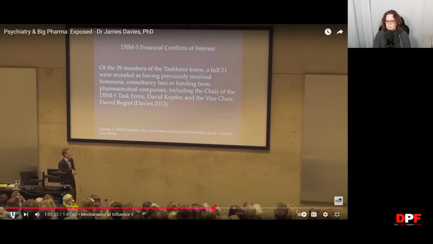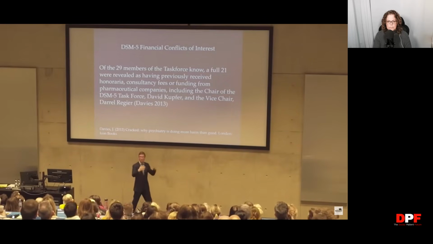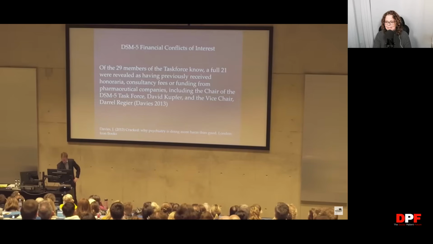Of the 29 members of the DSM-5 task force, the people who wrote and put the manual together, 21, it turns out, had financial ties to the pharmaceutical industry, including the chair of the DSM task force, David Kupfer, and the vice chair, Darrel Regier. 21 out of 29. And listen to this next clip. This blew me away when I heard this.